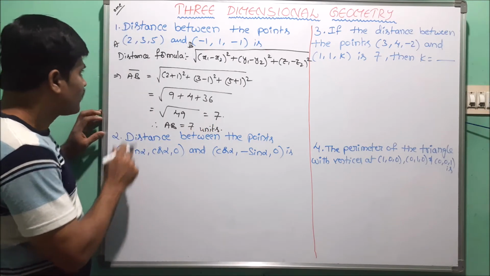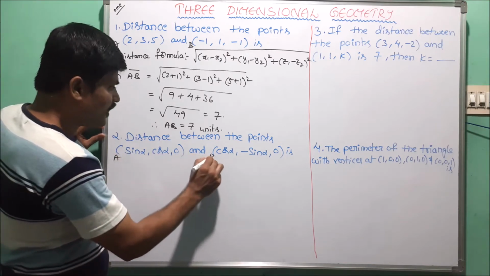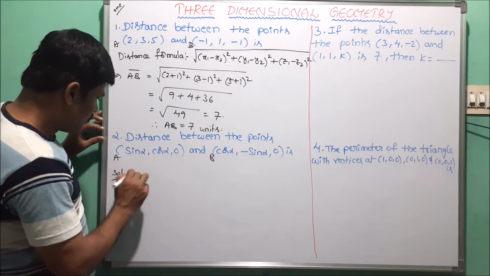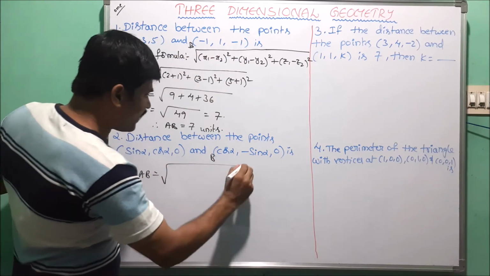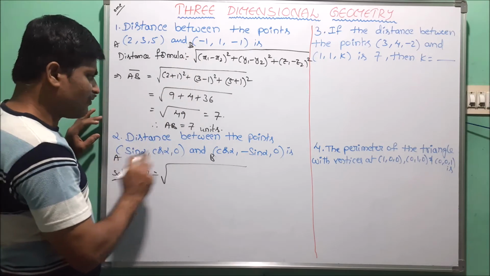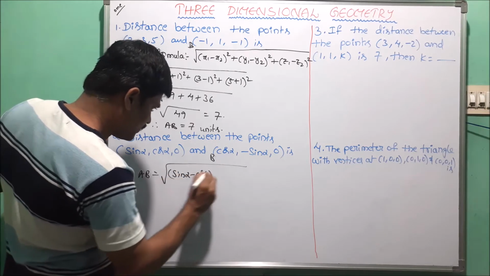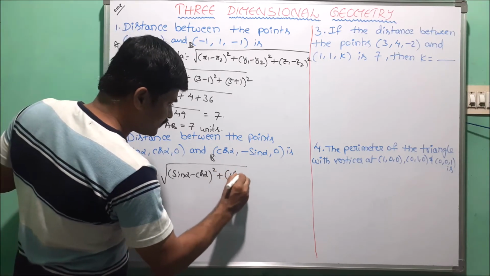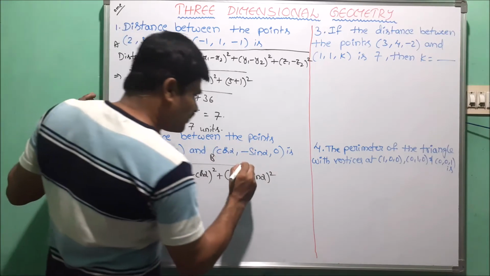Similarly the second problem, here also using the same formula. Let the given points be A and B. Now the solution is AB equals, here also we write the same formula. Directly we take that formula and substitute the given points in it. So sin alpha minus cos alpha whole square, plus cos alpha minus of minus sin alpha whole square, plus 0 minus 0 whole square.